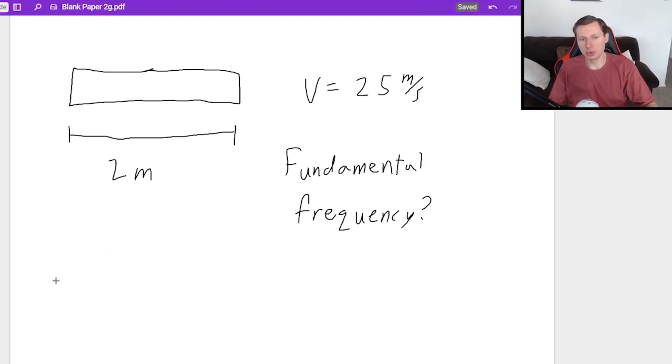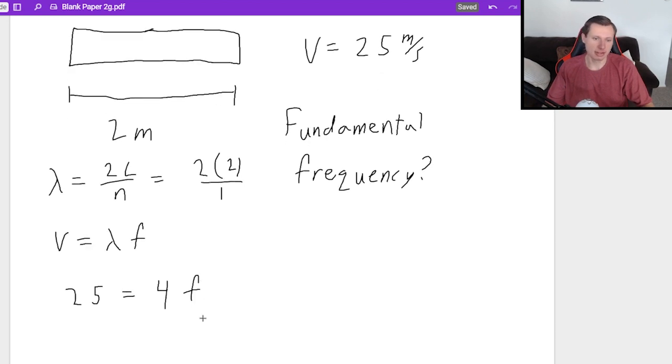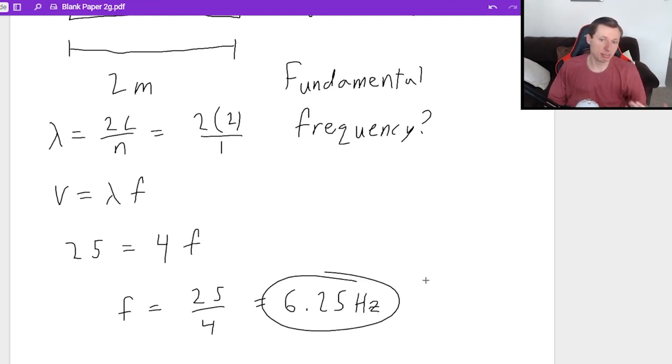So again, I'm just using the equation V equals lambda times F, where V is going to be 25. Lambda just follows the equation lambda equals 2L over n. And if we're talking about the fundamental frequency, then n is 1 and L is 2. So lambda is going to equal 4, times F. That means F is going to equal 25 divided by 4, which is 6.25 hertz. And it's as simple as that.